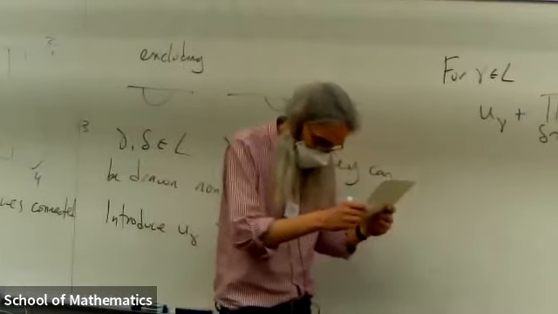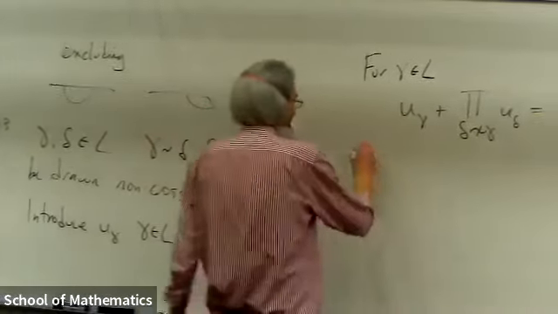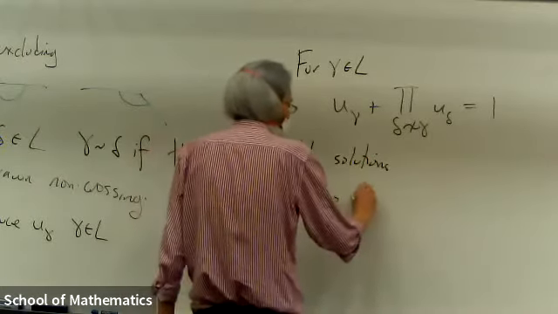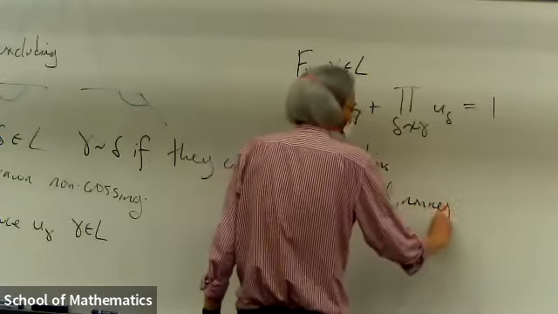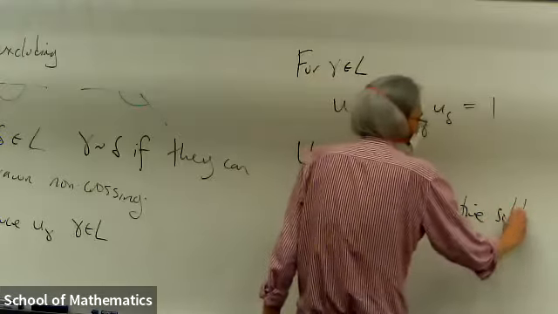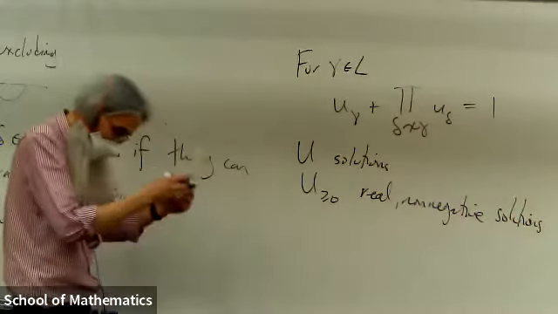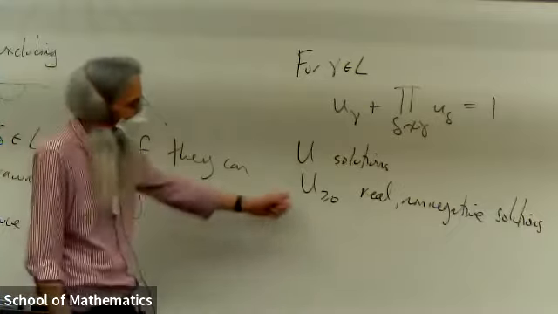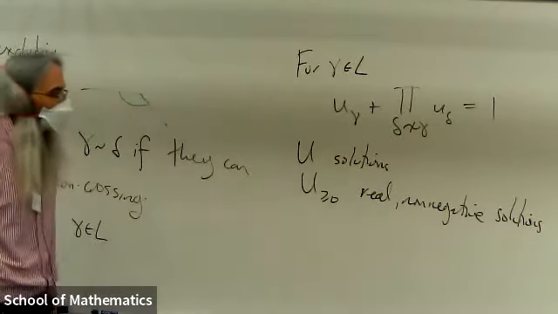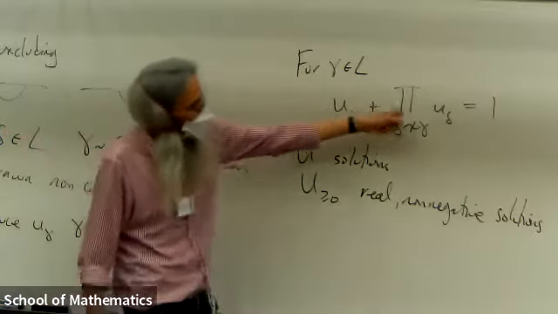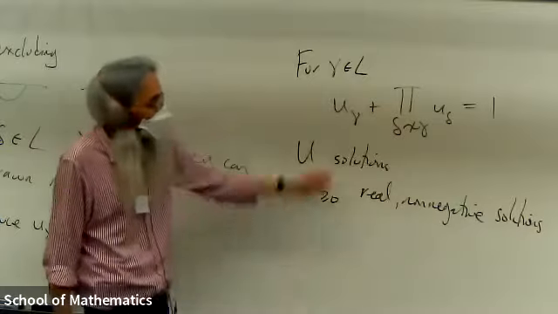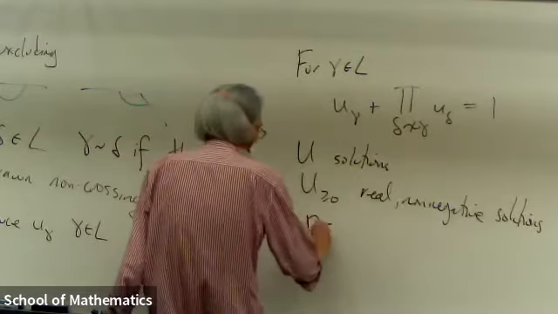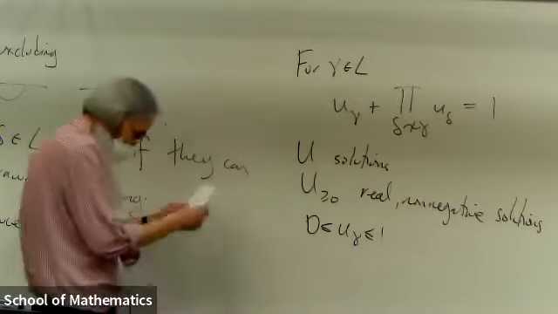Okay, so we now have the system of equations, one for each of the laminates. And I'm gonna write U for the solutions and U sub greater than or equal to zero for the real non-negative solutions. Okay, so let's just stare at the system of equations and see what we're going to see in the real non-negative solutions. Well, if you look at this equation, you realize that both these terms are going to be non-negative. So each U gamma had better be between zero and one if it's actually going to be real and non-negative. So we get zero is less than or equal to U gamma is less than or equal to one.